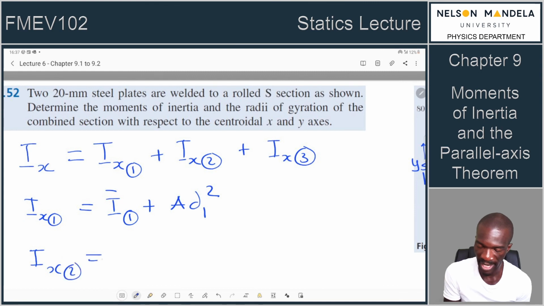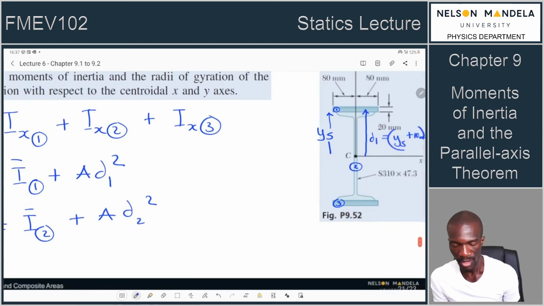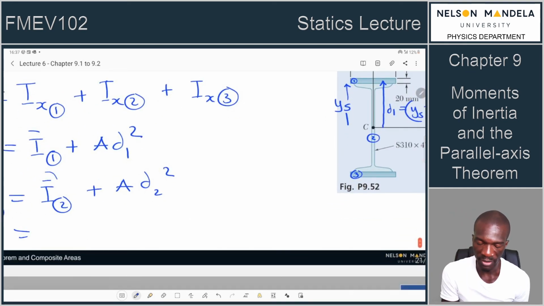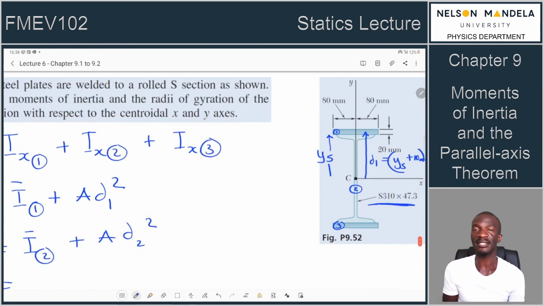IX2 is given by, obviously, the centroidal moment of inertia for area 2 plus AD for area 2 squared. What is the centroidal moment of inertia of an S section? The S section is the S310 times 47.3. So you now need to look at your tables.